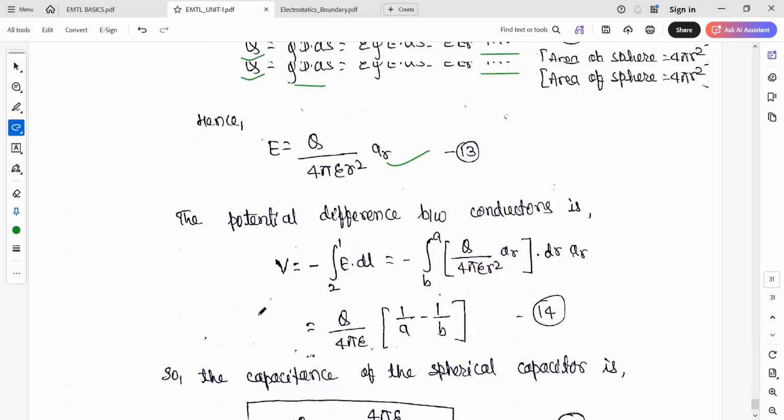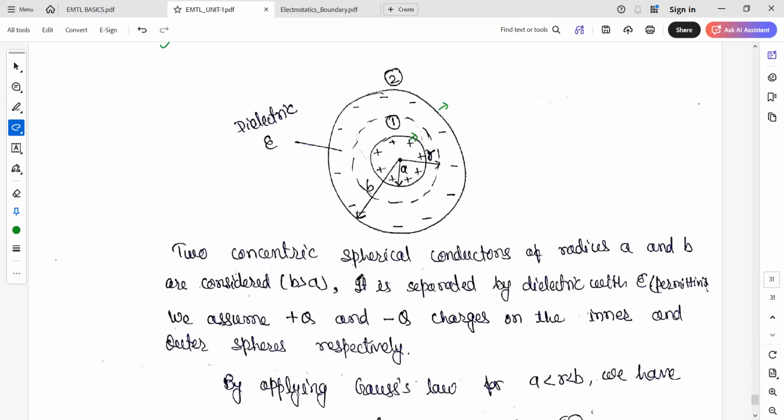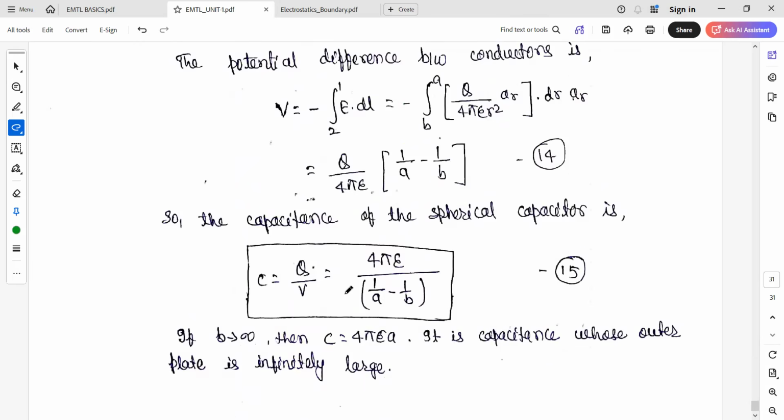So this integration is from the outer sphere to the inner sphere. And here, we just got the electric field intensity, Q by 4 pi epsilon r square. And this limit is b to a. So the integral of this one, again we have dr by r square. That integration we have to do here, and then we are going to substitute the values.